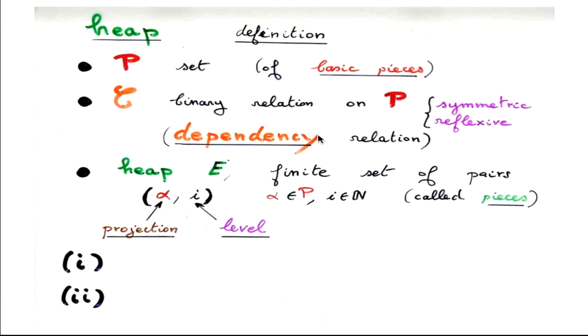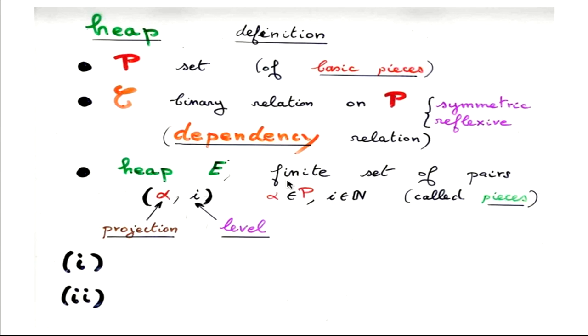In French, it's concurrency relation, but in English, it's not the same meaning. It's like a competitive relation when two elements are independent of each other and in competition. And this relation is symmetric and reflexive. So if A is in relation with B, then B is in relation with A, and reflexive means A is in relation with A. So we have these two things, and a heap.